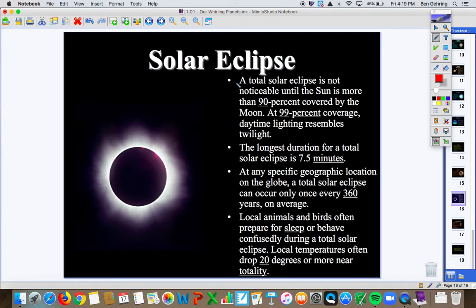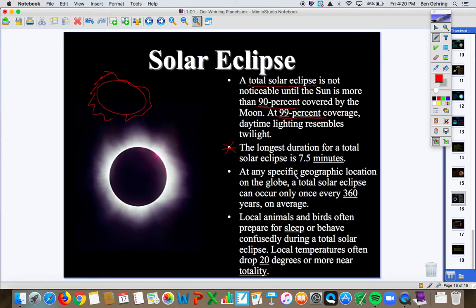So we had a solar eclipse a couple years ago. A total solar eclipse, which is what we witnessed, is what we saw. And so it's not noticeable until the sun is 90% covered. That's when you start noticing it getting darker. And then at 99%, that's what we saw, was when the light on the horizon over here looked almost like dawn or dusk. The longest duration for an eclipse is about 7.5 minutes. I think ours was around 3-ish. We didn't quite get that, but we still had a really cool view, really cool experience.